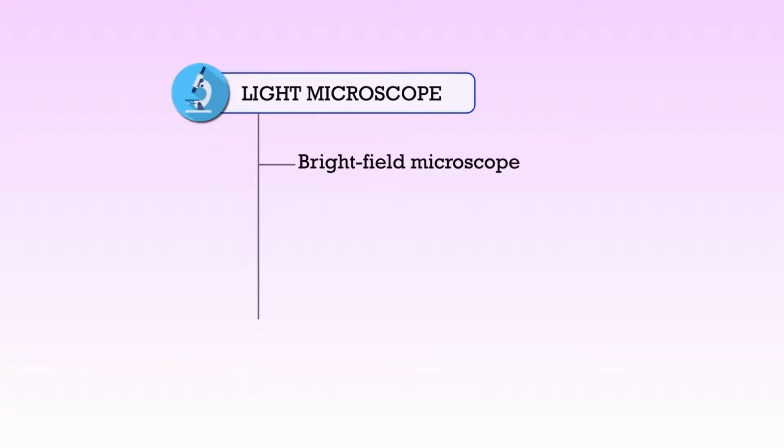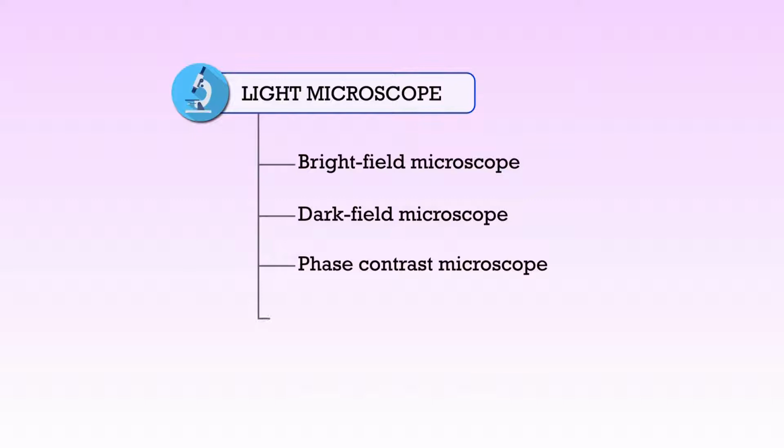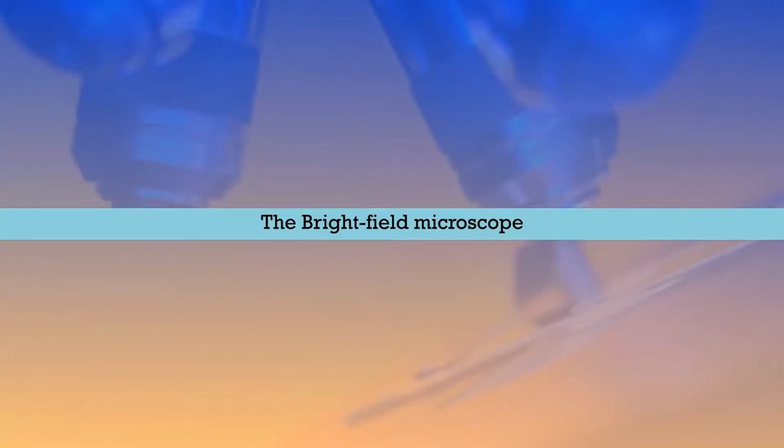All modern microscopes are compound microscopes. That is, the magnified image formed by the objective is further enlarged by one or more additional lenses. There are different types of light microscope, which include the bright field, dark field, phase contrast, and the fluorescent microscope. These are the most commonly used ones.